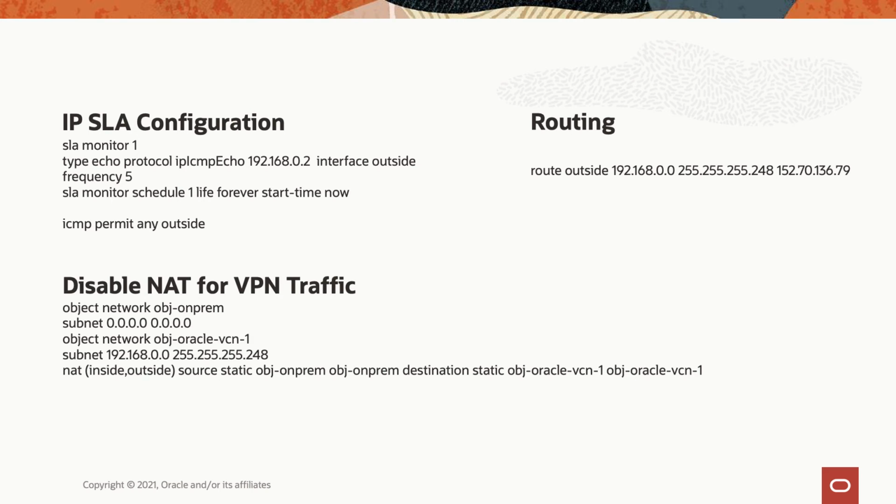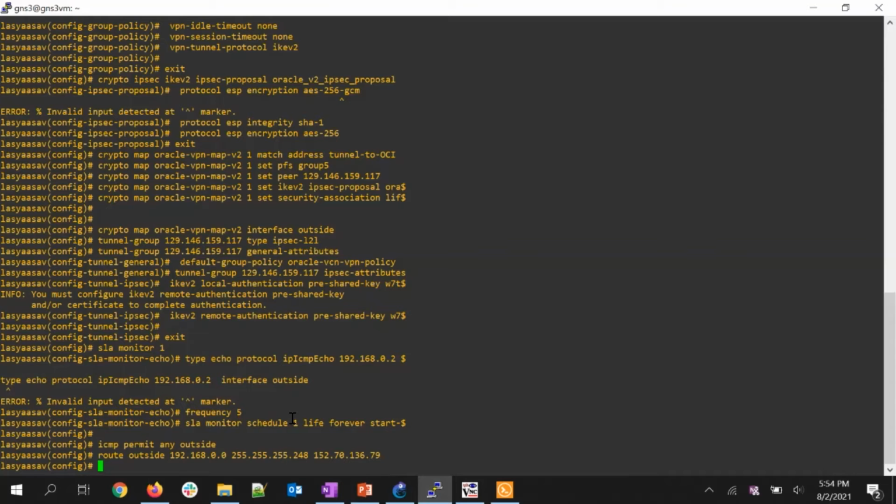Next, we need to disable NAT for traffic between the on-premises network, all subnets, and the Oracle VCN. Two objects are created for this NAT exemption. Object on-prem represents the on-premises network as default route, and object Oracle VCN1 represents the VCN side of the block used in OCI.